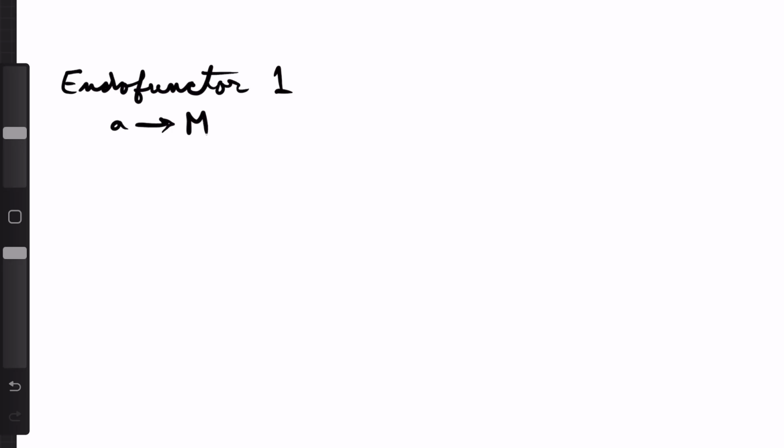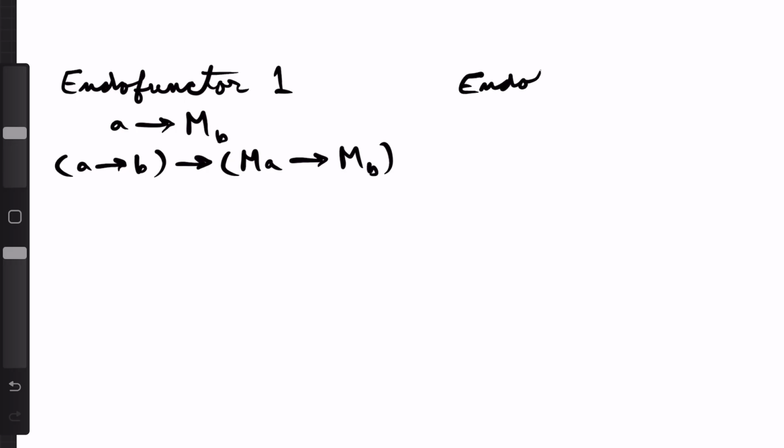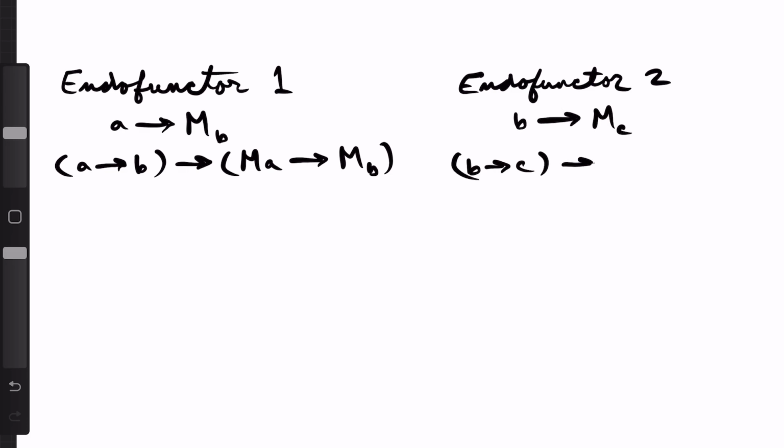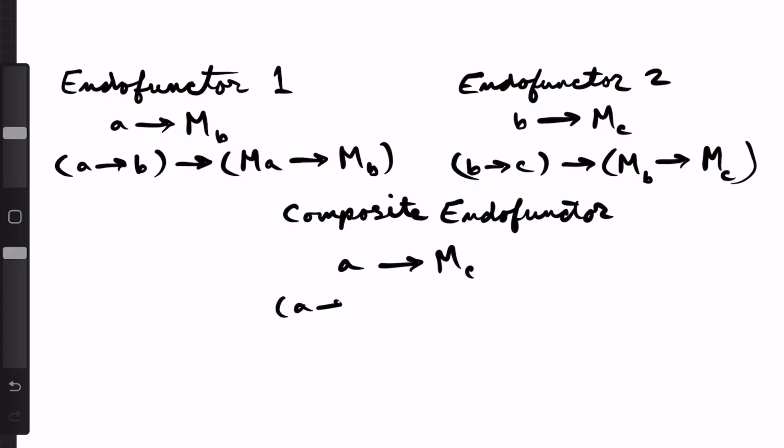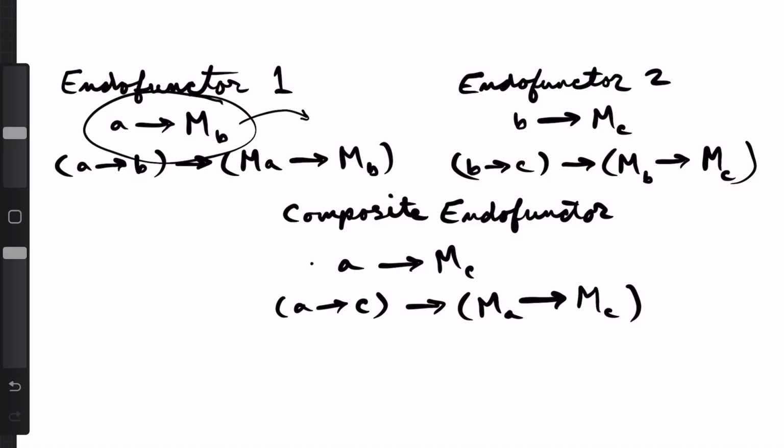Our first endofunctor would have two functions, an object morphism and a morphism. Our second endofunctor would also have two functions, an object morphism and a morphism. We would want a composite of these two to have two functions. The composite endofunctor's object morphism could execute the function A mapping to M sub B, decompose the b value out of it, execute the function mapping B to M sub C, and return the result.